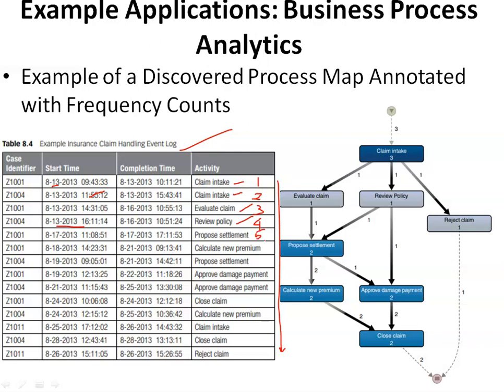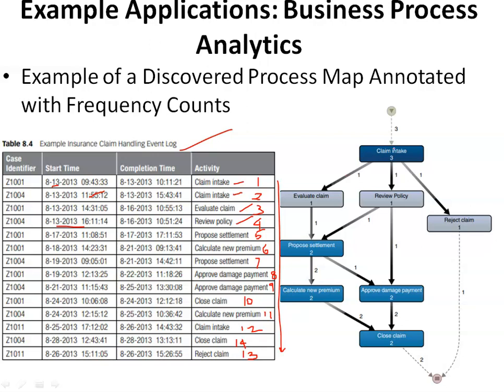On the 18th, calculate new premium. 19th, propose settlement, approve damage payment. 21, again approve damage payment. 24, close claim. 25, calculate new premium, claim intake. 26, reject claim, and 28, close claim. So this is the sorted order of the different activities.